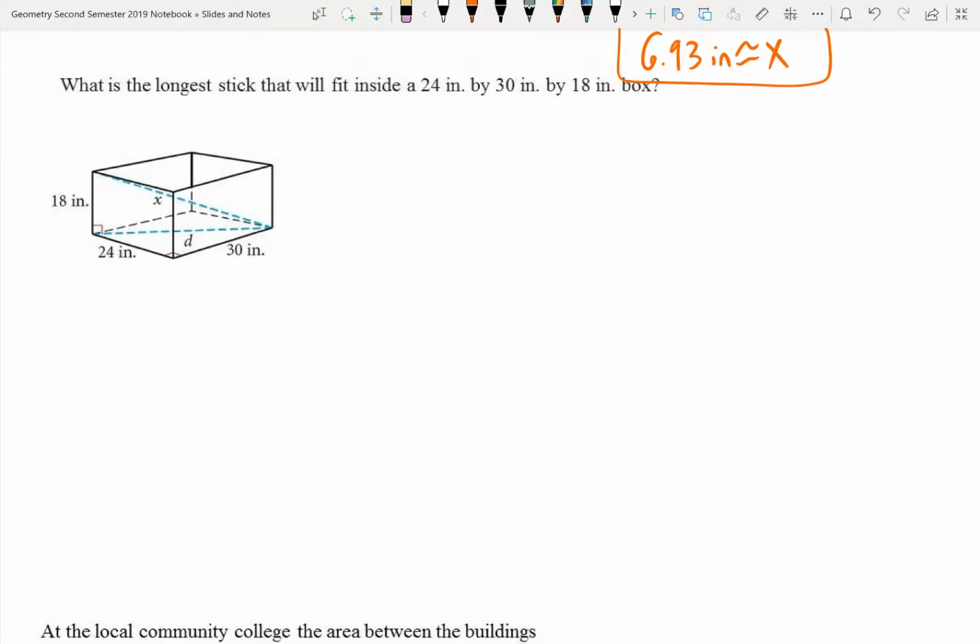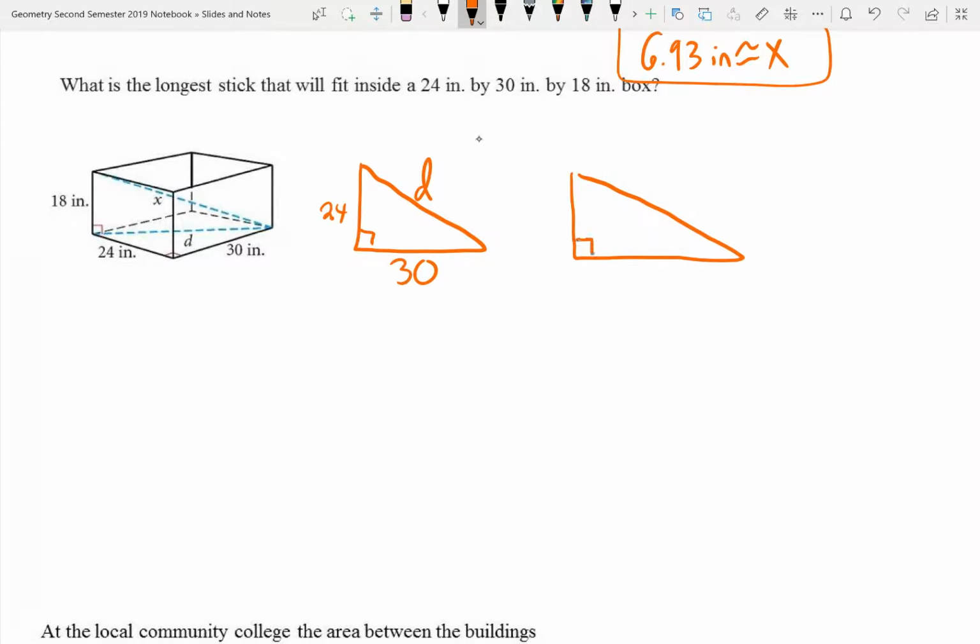Okay. It's not a cube. And so we first need to find what? Well, we need to find D first, because if we can find D, where this is 24 and this is 30, that will allow us to find X, because the other triangle that we have right here is such where we have X, D, and 18.